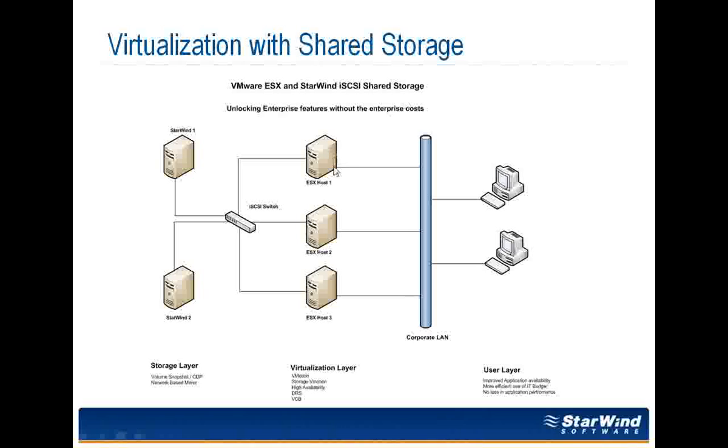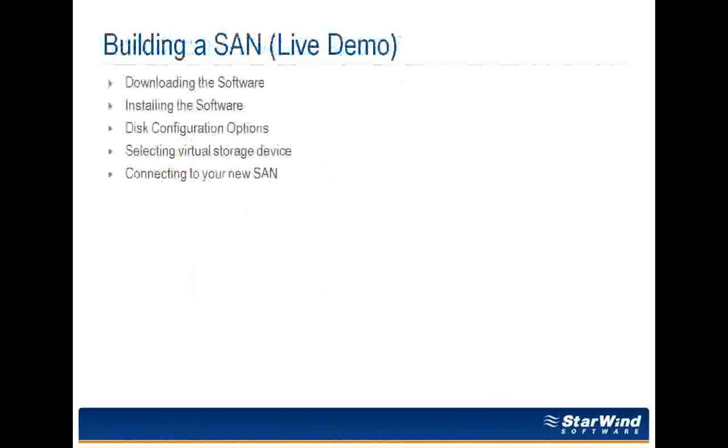We have our VMware host, which can be running vMotion, storage vMotion, or high availability. We have our users connected to the corporate LAN, and they're actually accessing the applications that are running on these servers. So you can have improved application availability with no loss in application performance, and it's also an easier or more effective use of your IT budget. So now we're going to build this in and go into our live demo.